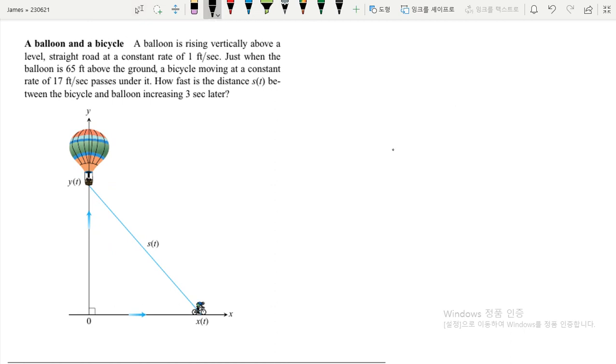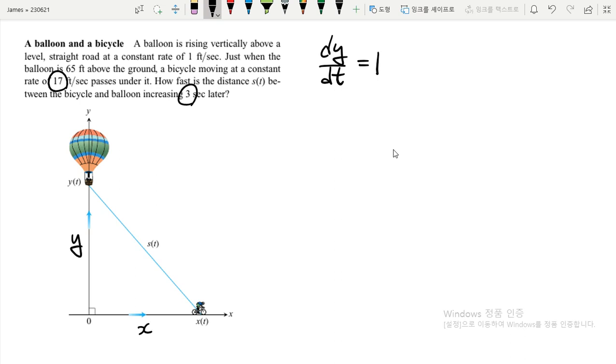Yeah, so the balloon is rising. dy over dt is 1 foot per second. The bicycle speed is 17 feet per second. So after 3 seconds, what will be the value of this horizontal distance? 17 times 3 is... Can you multiply 17 and 3? Yeah, 51. So the horizontal distance is 51.